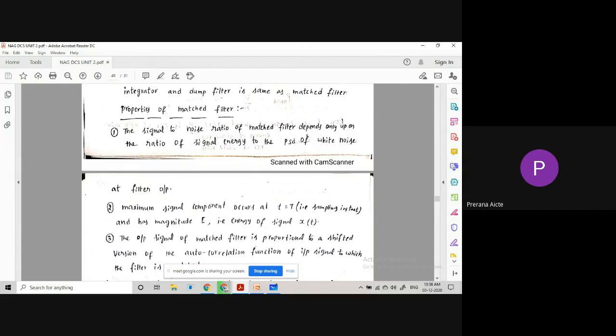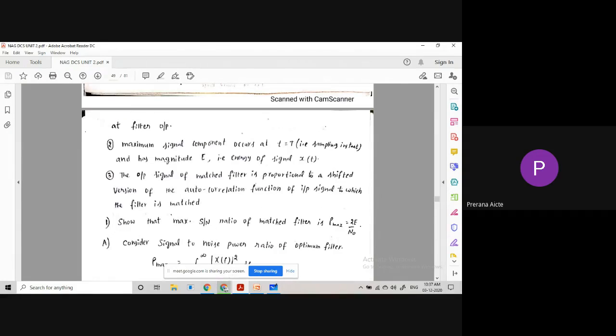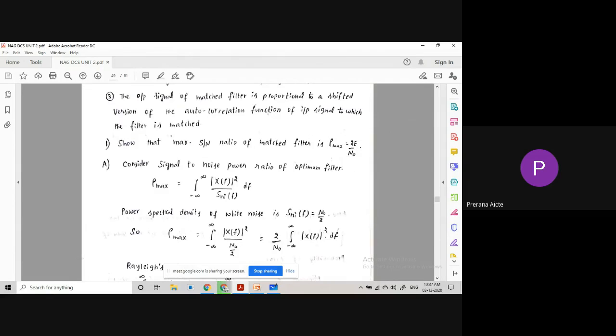a communication system. See, the signal to noise ratio of the matched filter depends on the ratio of signal energy to the power spectral density of white noise. That is the first property. Then another thing, the maximum signal component occurs at the sampling instant t equal to T, having the magnitude E, where E is the energy of the signal. Similarly, the output signal of the matched filter is proportional to a shifted version of the autocorrelation function of the input signal.